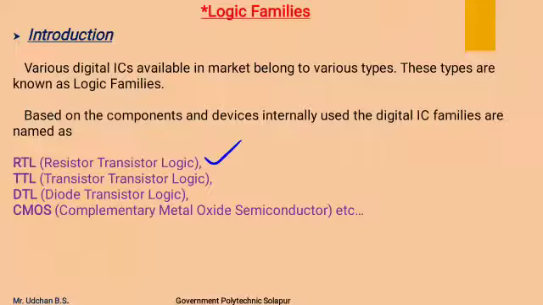Second one is the transistor transistor logic. In this, two or more transistors are used to manufacture the digital ICs. Next one is the DTL, that is diode transistor logic. In this, diodes and transistors are used to manufacture the digital ICs. And the last one is the CMOS, that is complementary metal oxide semiconductor. That is, MOS devices are used to manufacture the digital ICs.